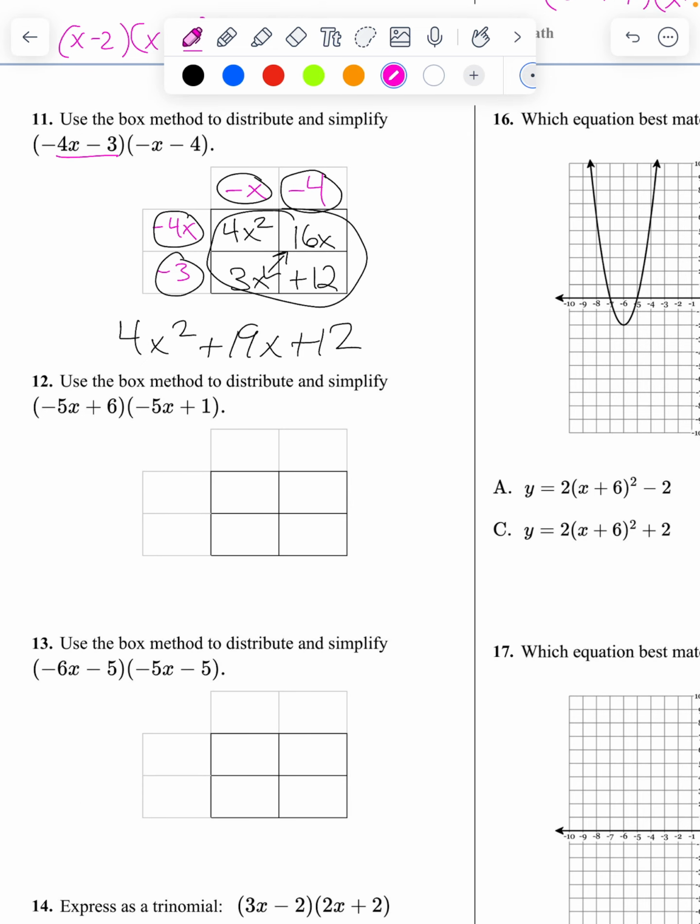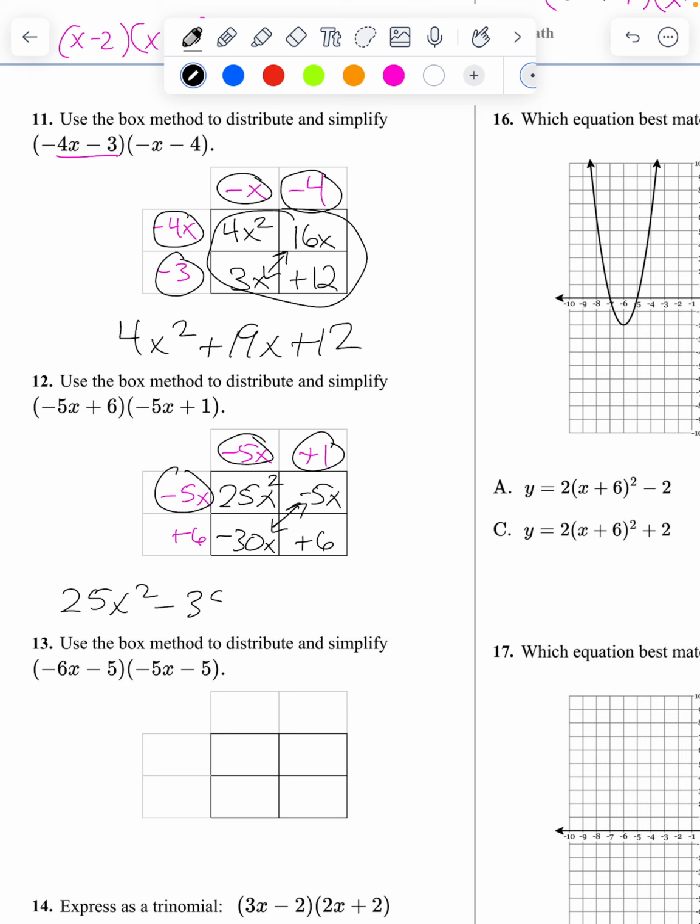So do that here for this one. Negative 5x, positive 6. Negative 5x, positive 1. Multiply these two, I get 25x squared. Negative 5x times 6 will be negative 30x. And then this will be positive 6. These x's can go together, so this will be minus 35x plus 6.